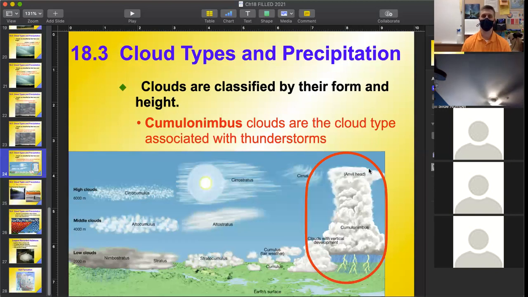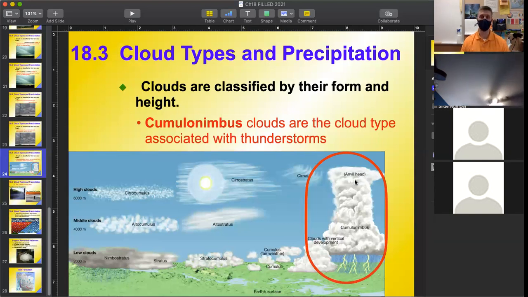This is the anvil head. Sometimes they're referred to as anvil heads or even thunderheads because they do result in thunderstorms, lightning, thunder, lots of rain, high winds, maybe hail, maybe tornadoes, all that stuff.